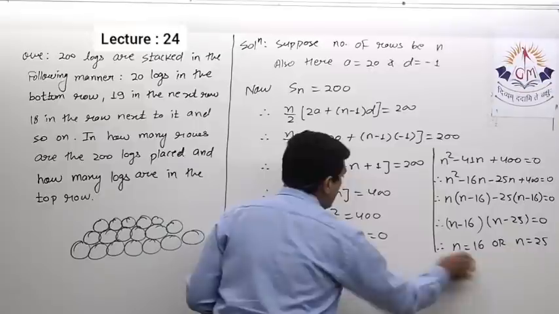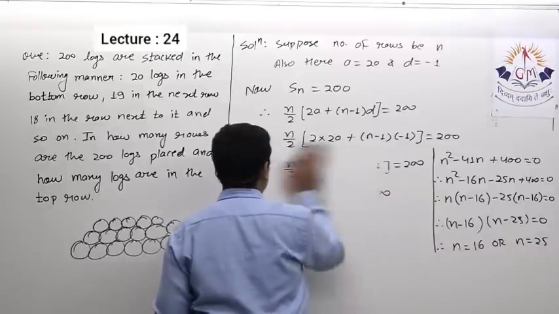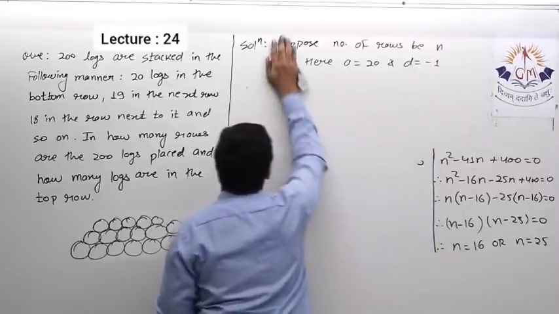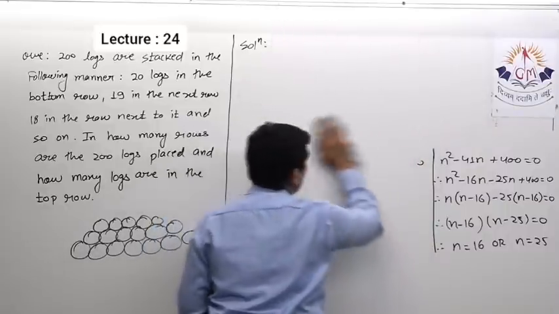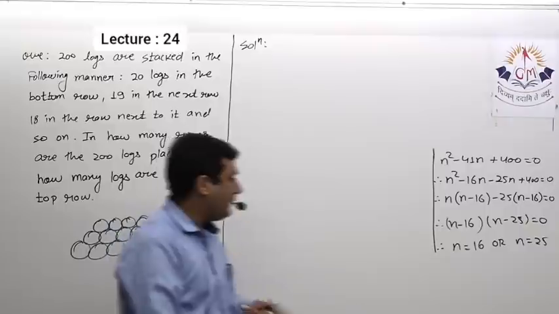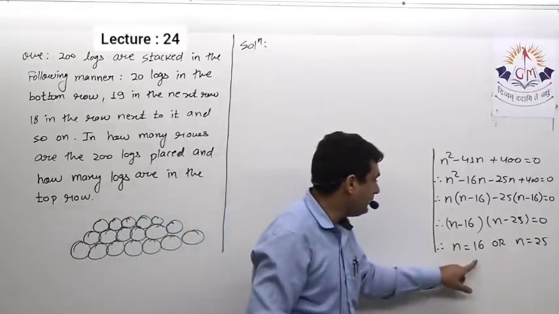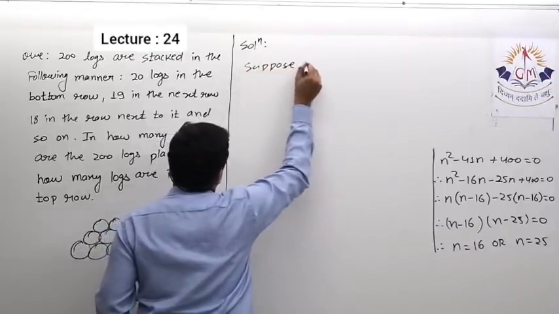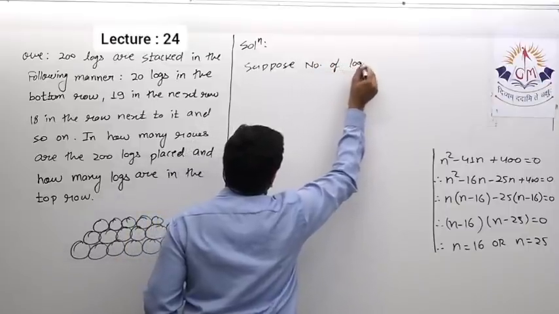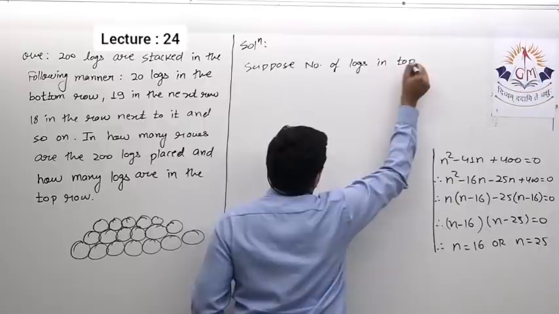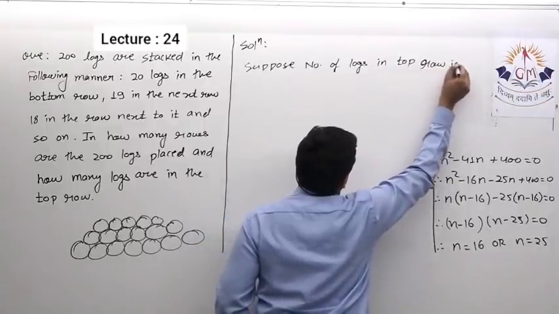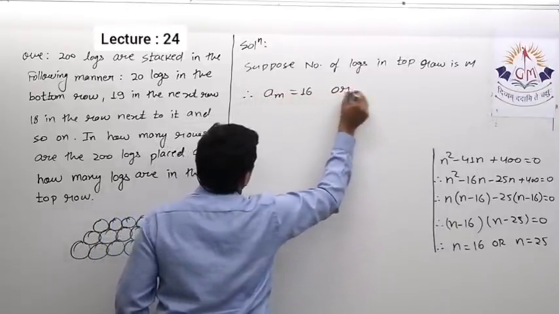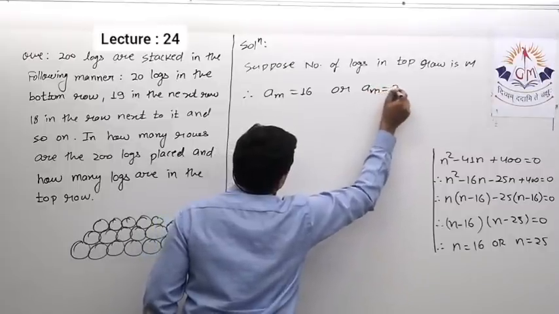Okay, so I'm assuming there are 16 rows, and I'm also assuming the number of logs in the 16th row, the top row, be m. So a_m will be 16. Suppose the number of logs in the top row is m. Therefore a_m is equal to 16 or a_m is equal to 25.